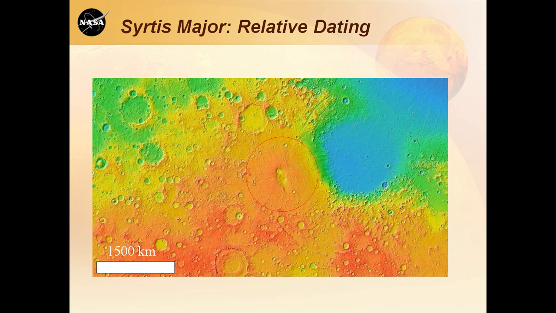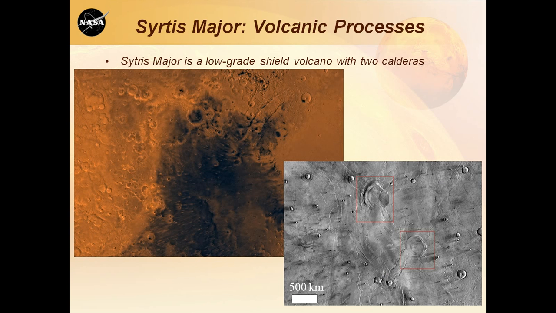We also hypothesized that Syrtis Major was last active approximately 1.6 billion years ago in the Hesperian era because it overlies the heavily impacted area. Our first observation is that Syrtis Major is a very large, low-gradient shield volcano.